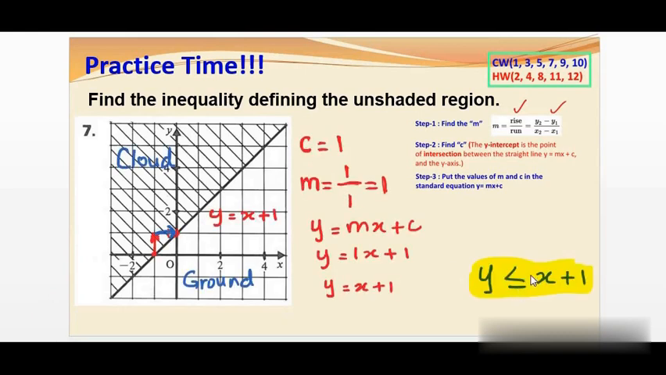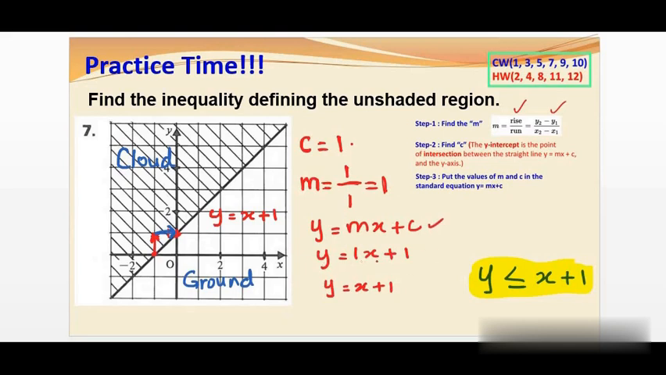Here is the answer for question number 7. Clearly you can see the value of C, the y-intercept, is 1. Then I found the gradient with the help of rise over run. Rise is 1 step, run is towards the right side. So both will be positive, 1 over 1 will be 1. Then I substituted the values in the standard form.